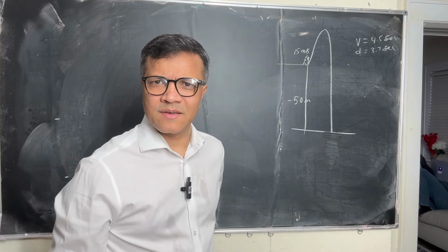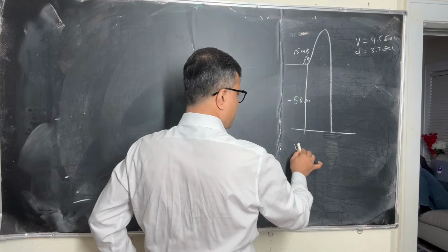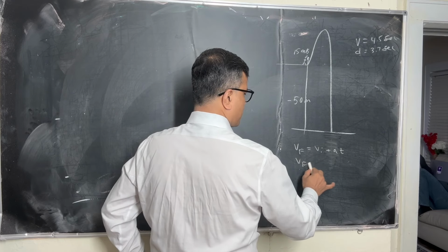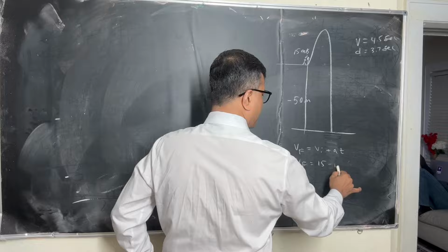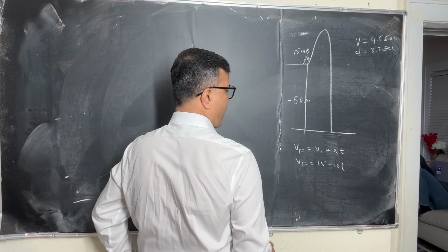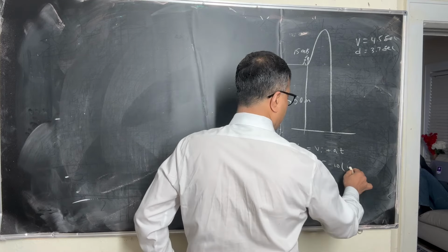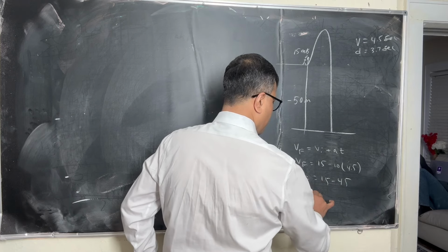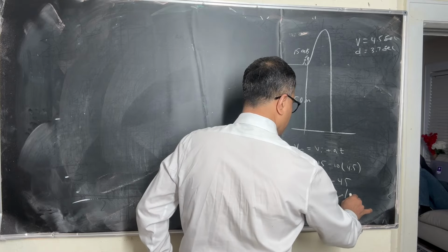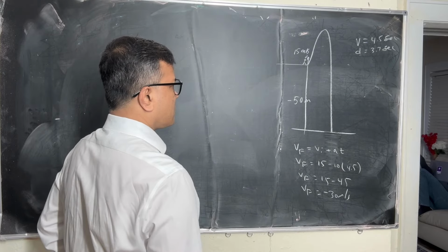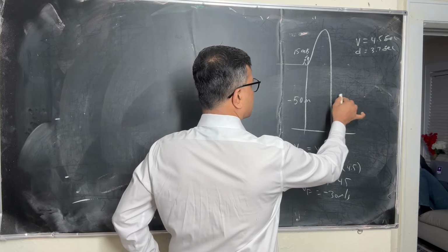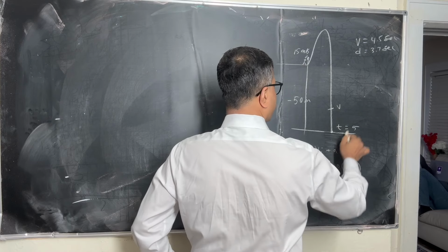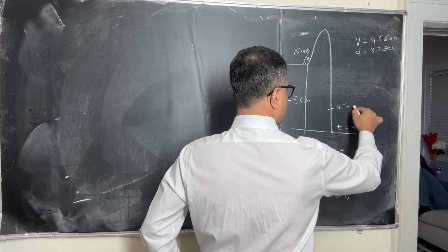Okay, so finding velocity at 4.5 second is very easy. So Vf is equal to Vi plus at. All right, so Vf is equal to 15 minus 10t. t is 4.5. So Vf is equal to 15 minus 45. So Vf is equal to negative 30 meter per second. So that's easy. So velocity right here, this is t is equal to, I don't know, probably 5 over here. So velocity right here is negative 30 meter per second.